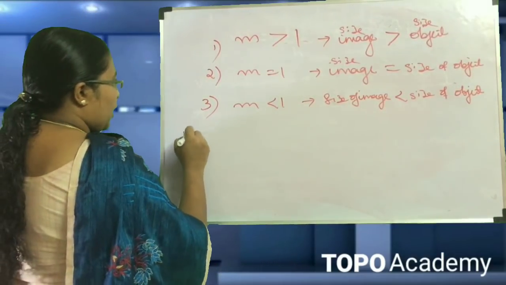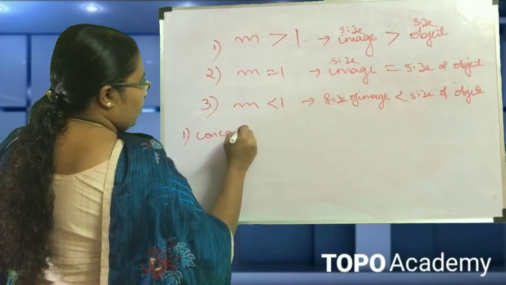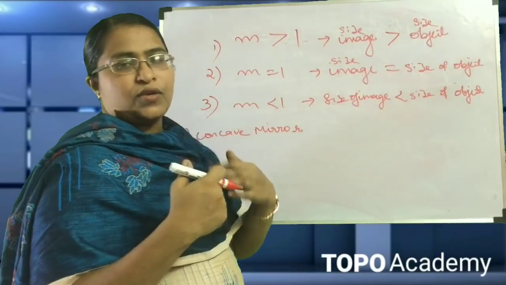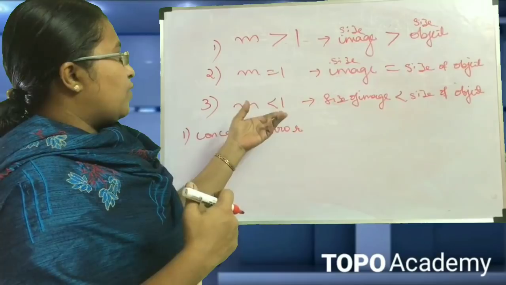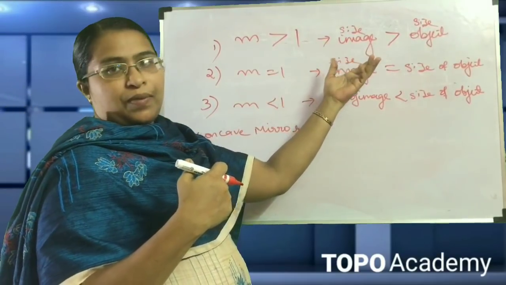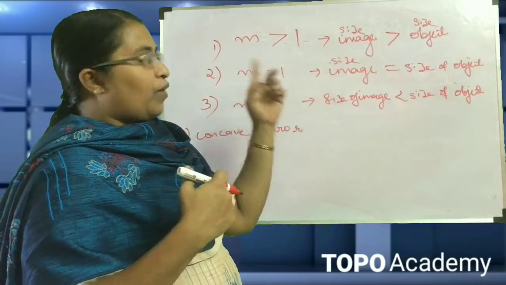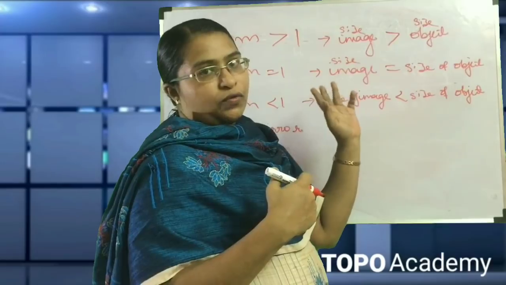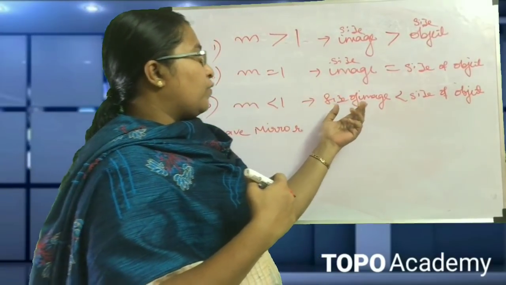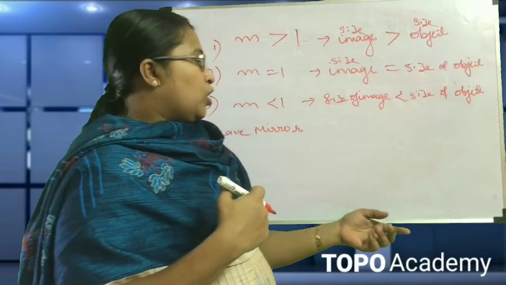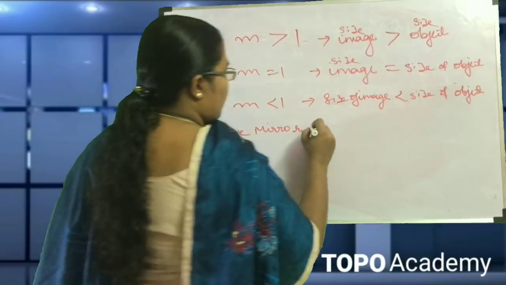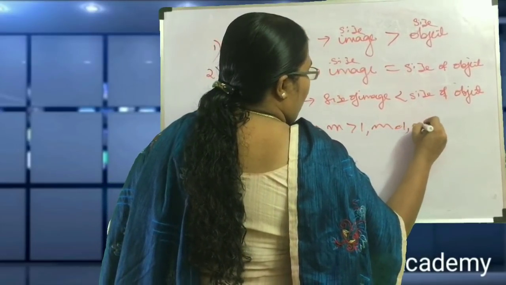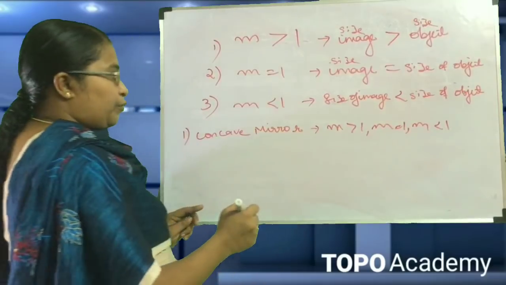So first, we have seen the case of a concave mirror. In a concave mirror, all three cases will come. In some cases, the size of the image is greater than the size of the object. In one case, when we keep the object at the center of curvature, the size of the image is equal to the size of the object. In other cases, the size of the image is less than the size of the object. So in a concave mirror, sometimes m is greater than 1, in one case m is equal to 1, and in other cases m is less than 1.